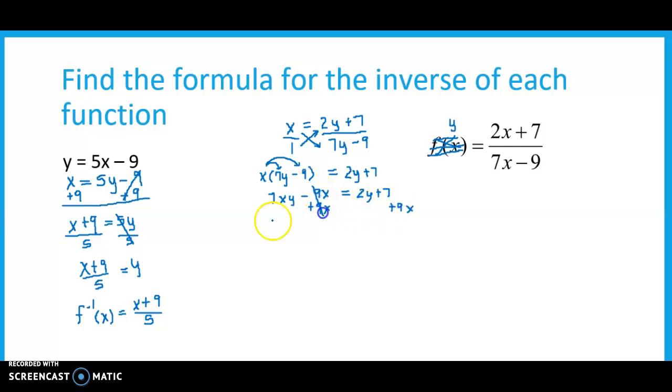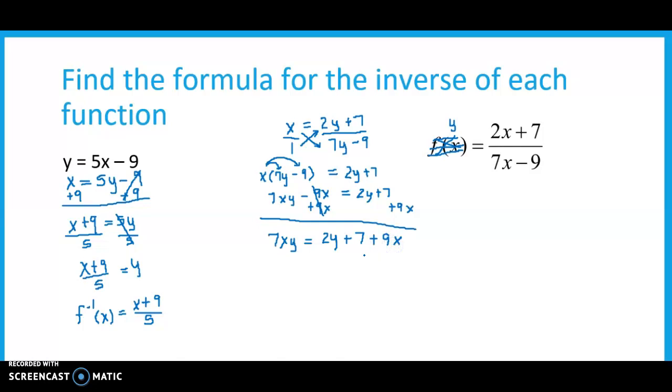On the left, these are like terms and they cancel. So I have 7xy is equal to, on the right, I do not have any like terms, so I cannot combine anything, but I can rewrite.